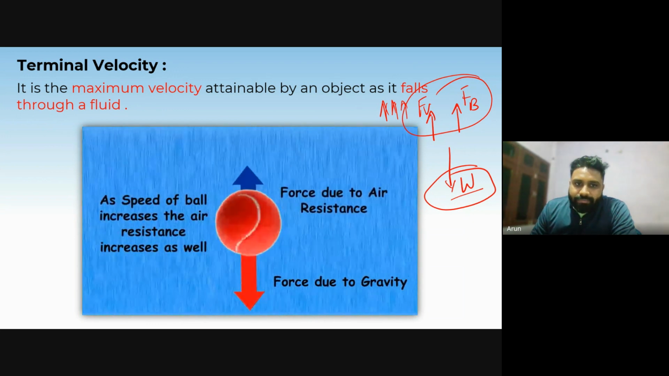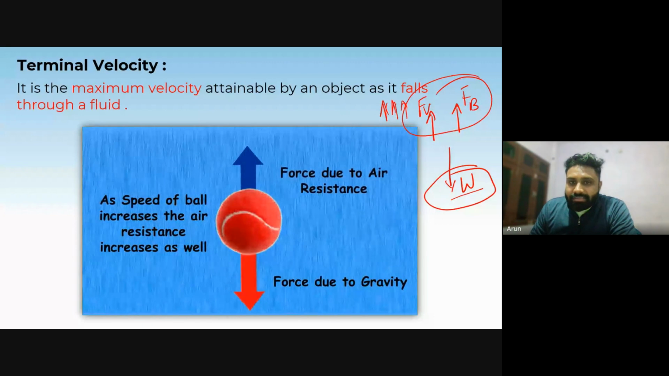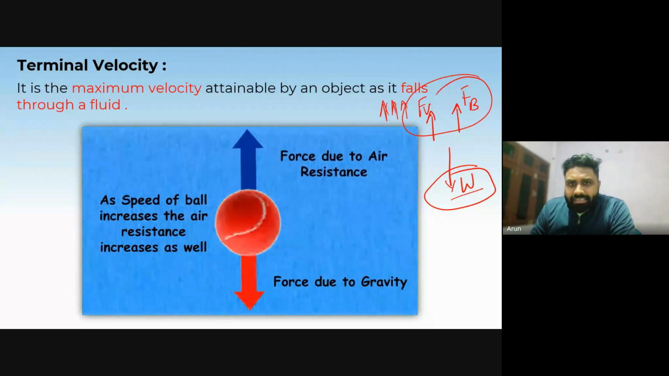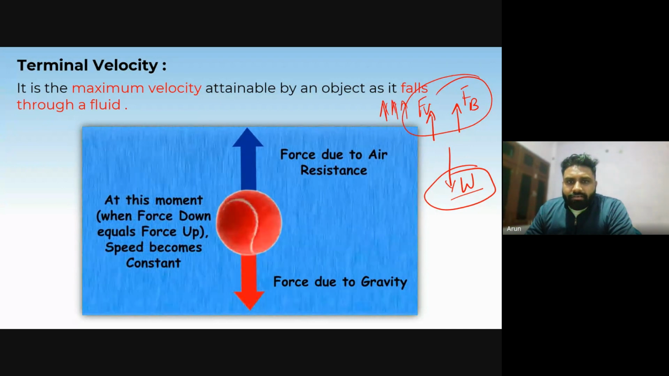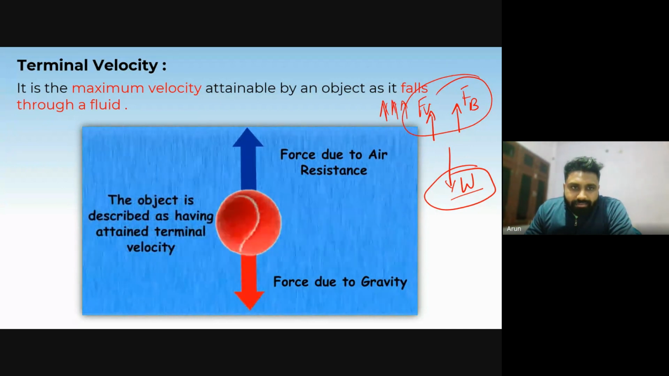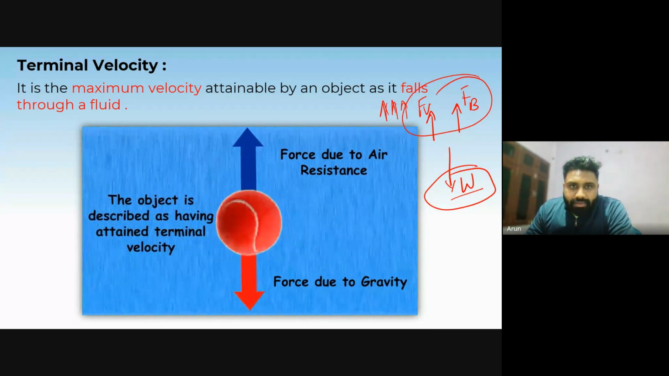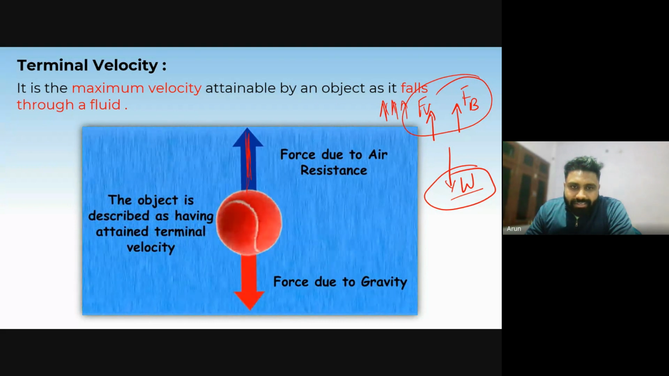As the ball's speed increases, air resistance will increase. Air resistance is the viscosity or viscous force by air. And see, this vector has the same length as this vector. Now this has nullified the effect of weight. This is the condition where the velocity of this ball becomes terminal velocity.